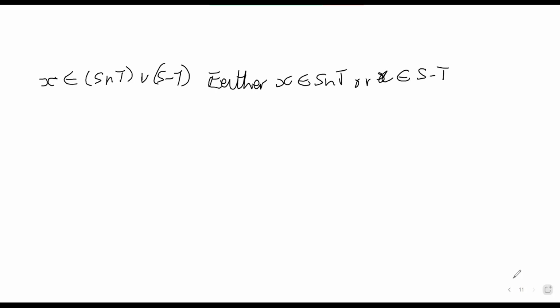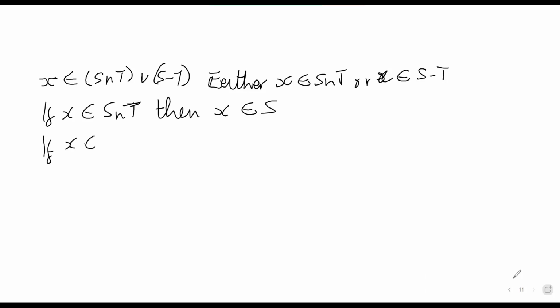So if X is a member of S intersection T, then it follows that X will be a member of S. If X is a member of S minus T, then it follows that X is a member of S.